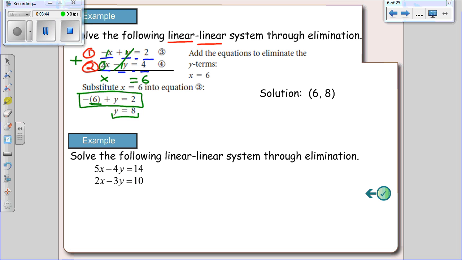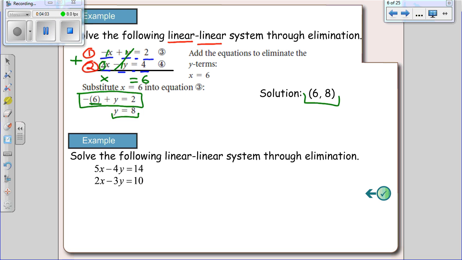And again, they wrote their solution as a point. Just a reminder that every time you solve a system of equations, you're actually finding a point on a graph. You're finding a point where both equations have the same x and y value.